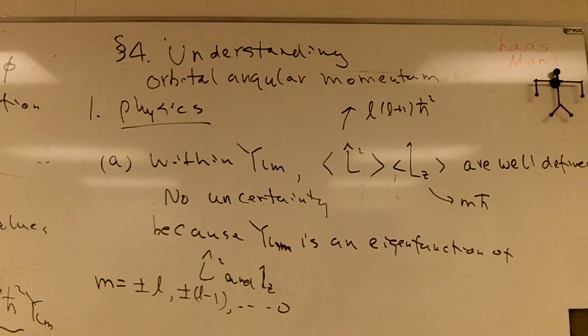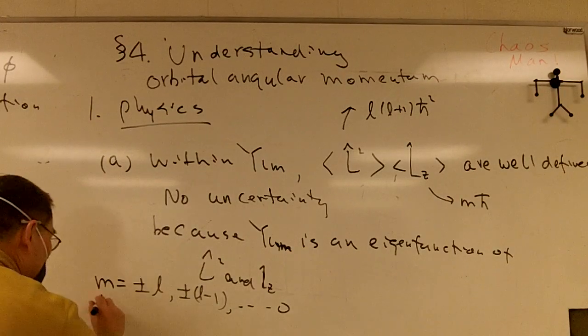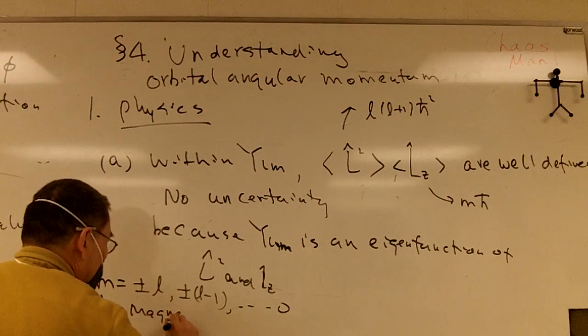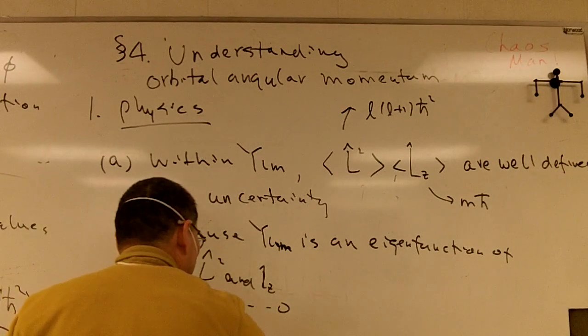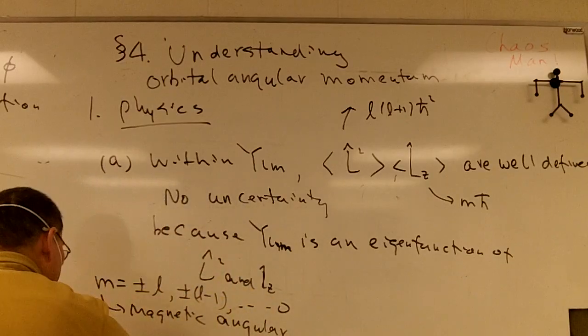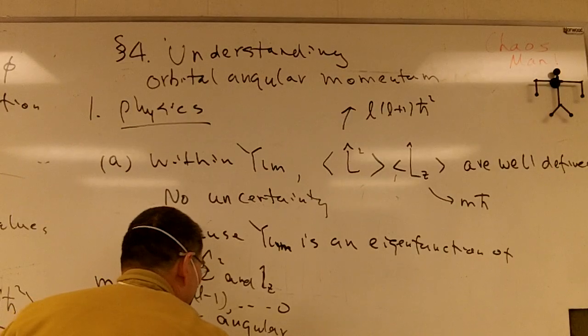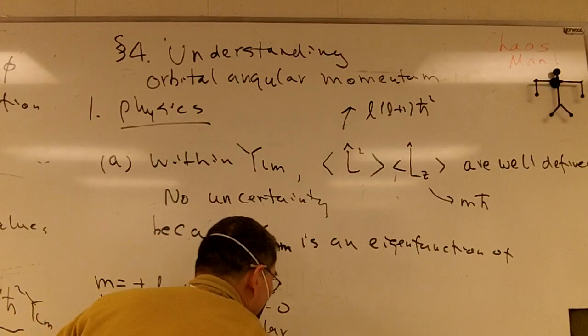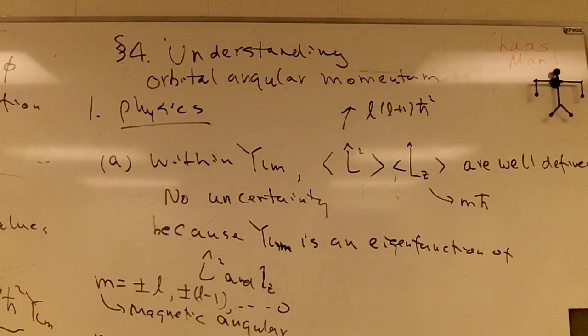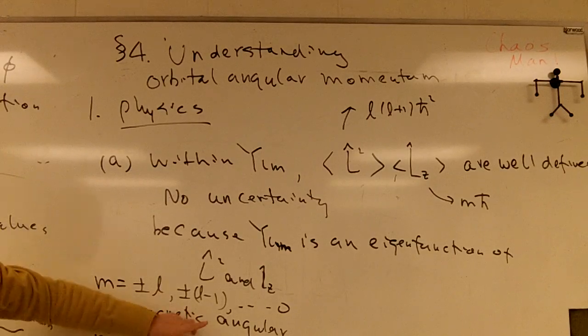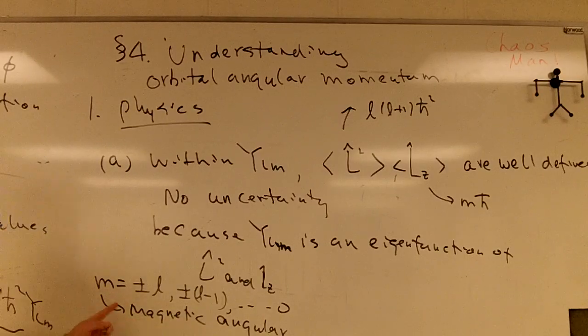And m is called the magnetic angular momentum quantum number. Sorry, it's a little bit long, but that's what we use. If you simply say l, that is called the angular momentum quantum number. And m is the magnetic angular momentum quantum number.